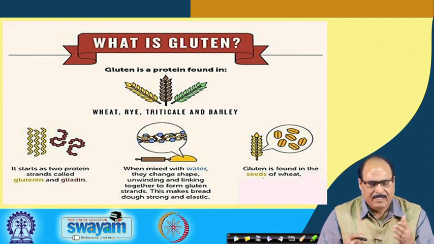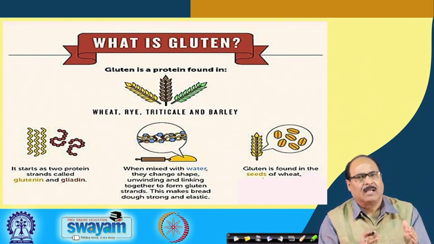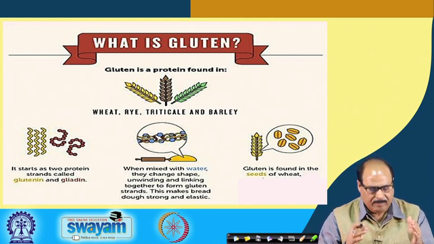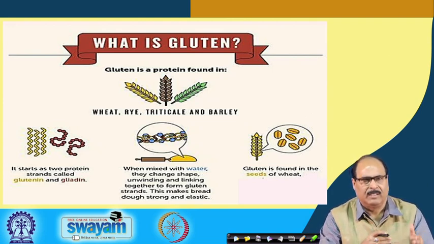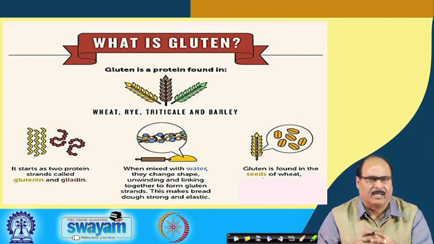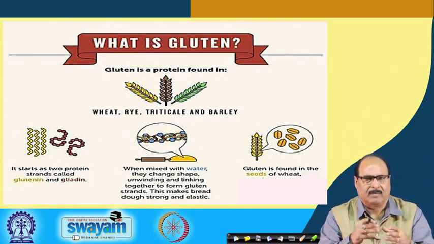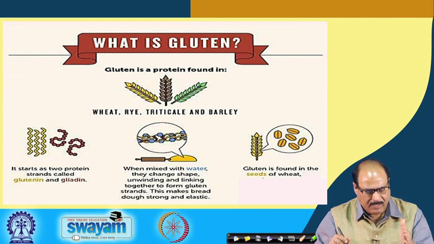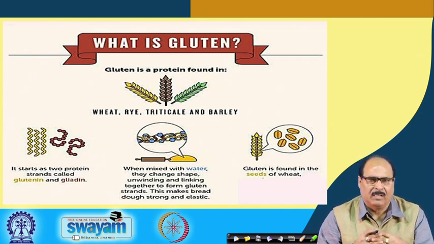Actually, gluten is a protein found in cereals like wheat, rye, triticale, and barley. It starts as two protein strands called glutenin and gliadin. When wheat flour or such other materials containing glutenin and gliadin are mixed with water and given mechanical force during the kneading process, then these glutenin and gliadin interact with each other and a coherent network structure of gluten is formed.